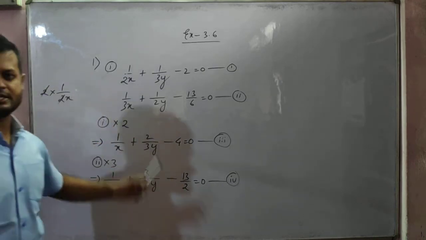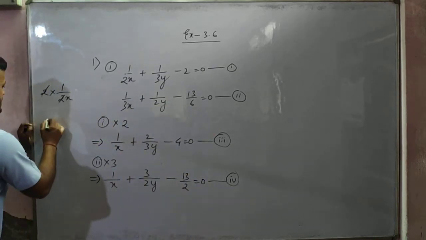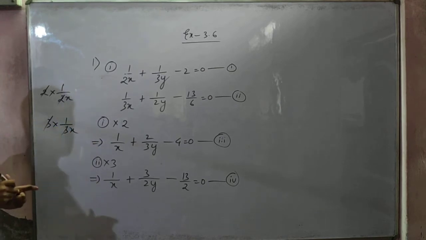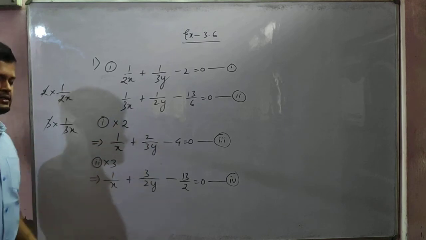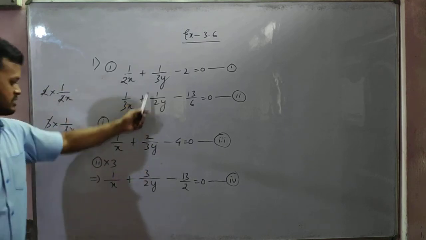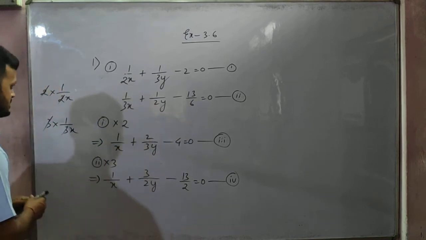If I want to cancel this 3, then I have to multiply by 3. 3 and 3 will cancel. So equation 2, I multiplied by 3. So this 3 and 3 will cancel. 1 by x will stay and 3 by 2y, and 13 by 6 is there.